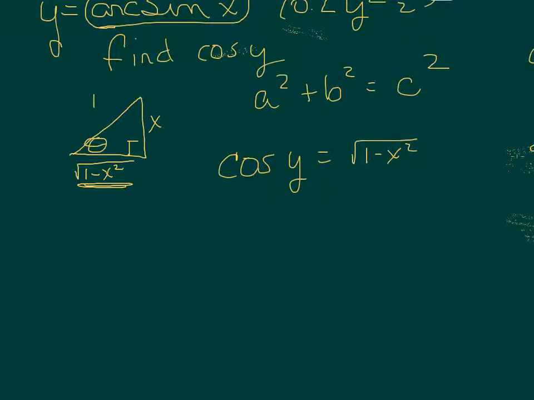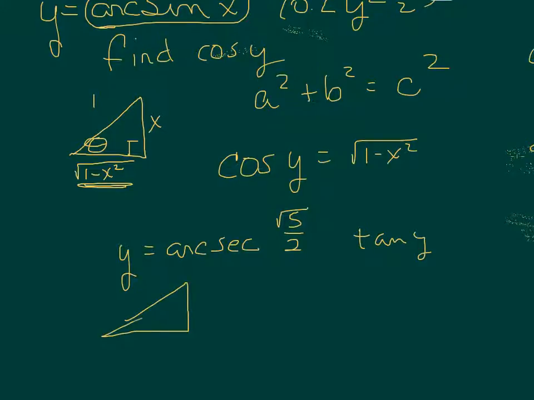SOHCAHTOA. All right, if we know that y equals the arc secant of square root of 5 over 2, I want to find the tangent of y. So the first step, draw a right triangle. How do we get secant? It's 1 over the cosine, so you just flip the cosine, which is adjacent over hypotenuse. So the hypotenuse is square root of 5, and the adjacent is 2.